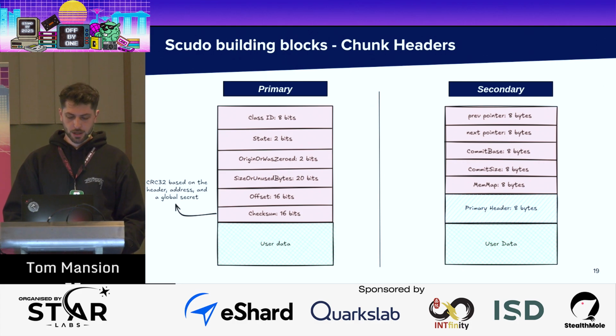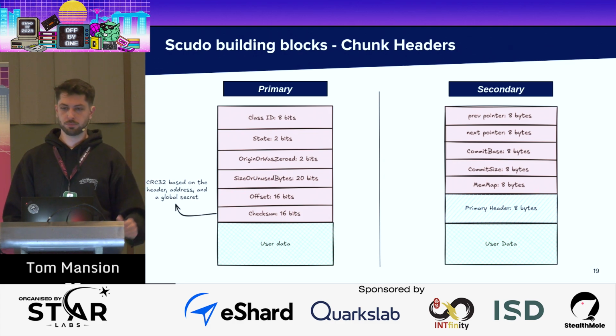So for the primary allocator, we see we have the class ID, so the ID of the chunk, which region it belongs to. The state, which says: is it allocated? Is it free? Or is it quarantined? The other fields, we don't care too much about them, but then there is the checksum. This checksum is computed using a CRC32 algorithm based on the contents of the header without the checksum, the address of this header, and a global secret that's stored in libc.